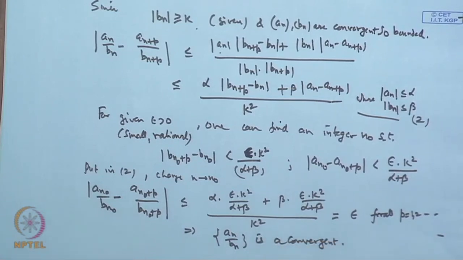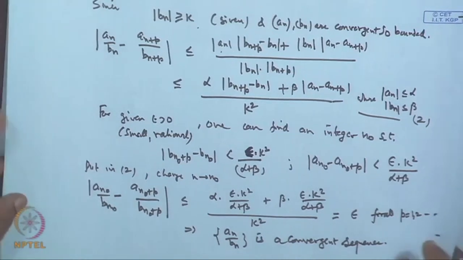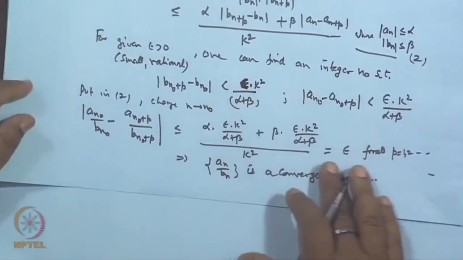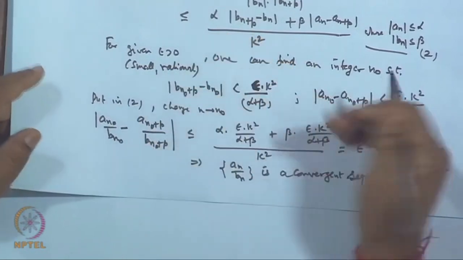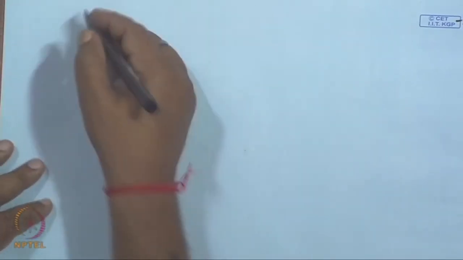It's a convergent sequence of rational numbers. Okay, this is what we get. Is it okay? Now, after developing this thing, Cantor was able to introduce the concept of real numbers. So, what is the Cantor's theory of real numbers?